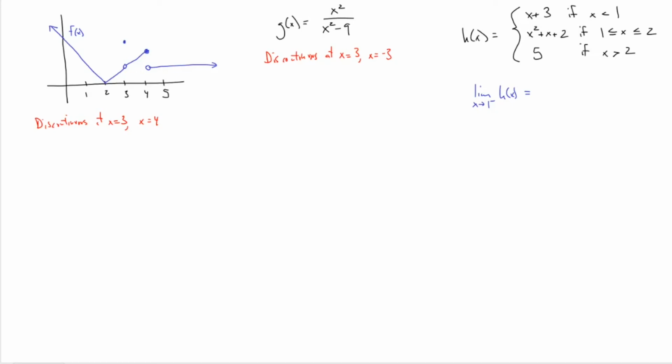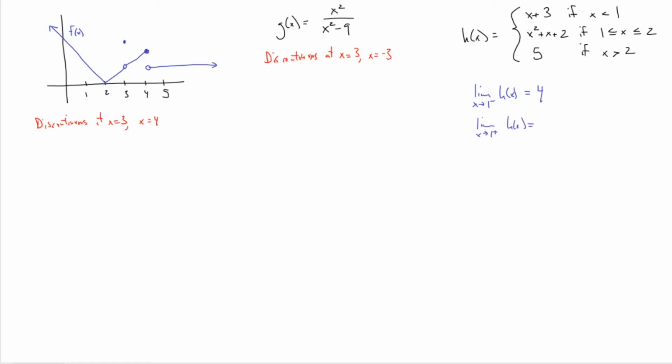First, we have to compute the limit as x approaches 1 from the left of this function. Well, for numbers less than 1, it's the top rule x plus 3 that applies. And so as we approach 1 from the left, we're approaching numbers that are getting closer and closer to 1 plus 3, or 4. And so the limit as x approaches 1 from the left is 4.